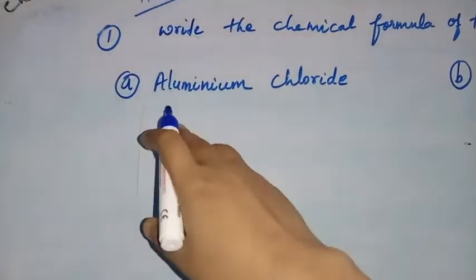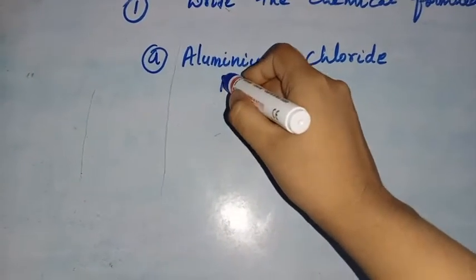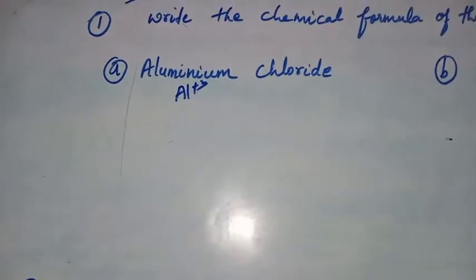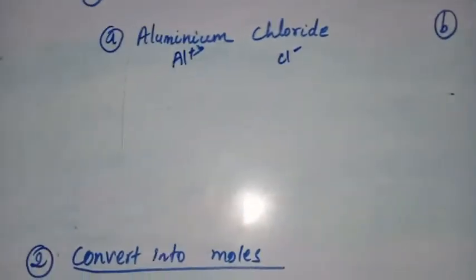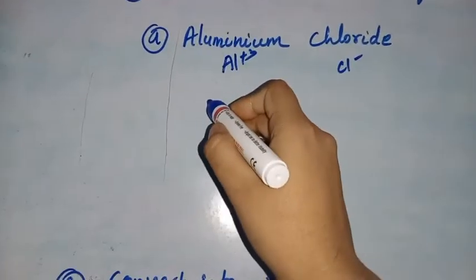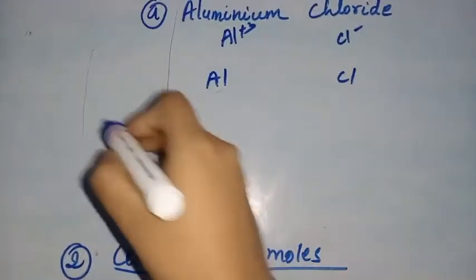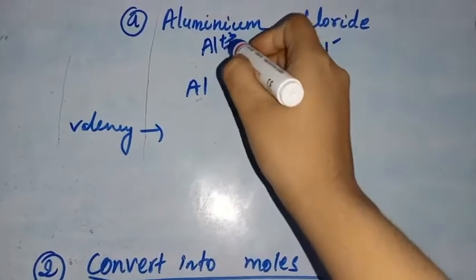So we'll just see aluminum chloride. You know, aluminum has the charge +3 as its net charge, and the chloride ion is in the form of Cl minus. So now the ions here are aluminum and chloride, and if you see the valency, it is the number of net charge.